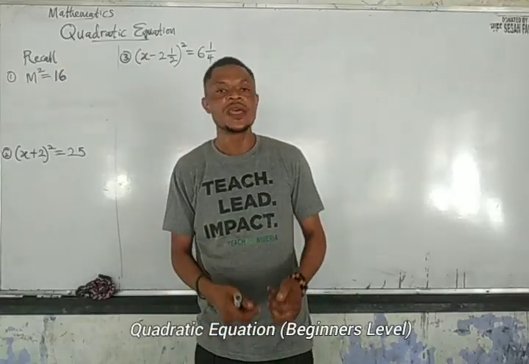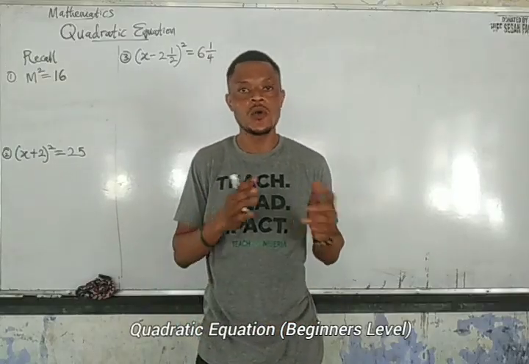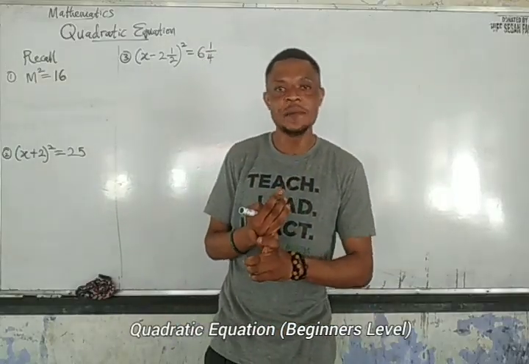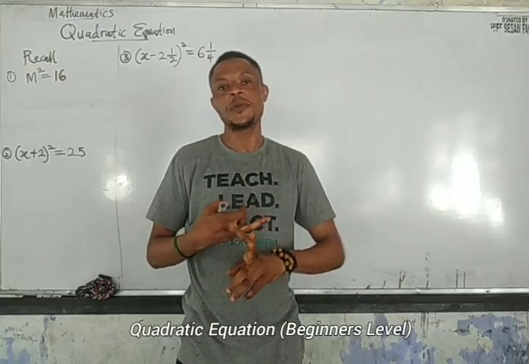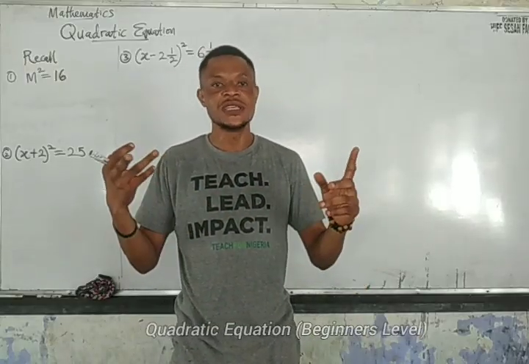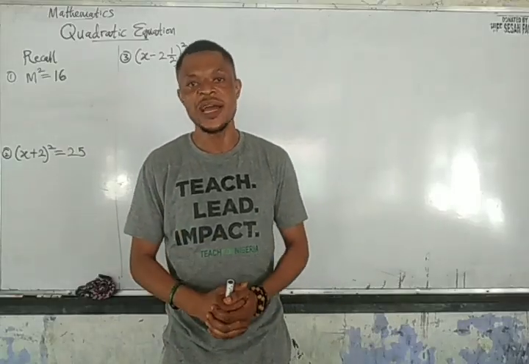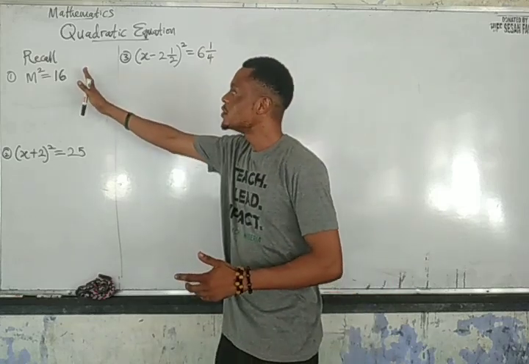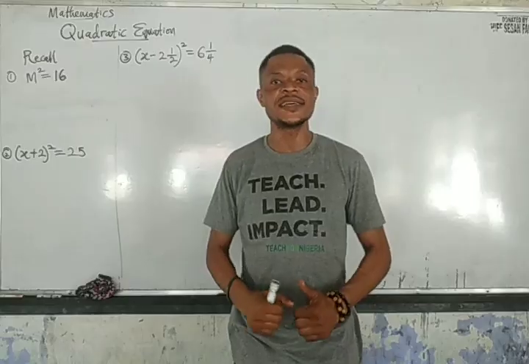Quadratic equation. Here we shall be breaking down how we solve quadratic equation questions in 4 methods. Starting from the factorization method, completing the square method, the formula method, which is popularly known as the almighty formula, and the last one, which is the graphical method. But before we go into that, let's recall from these 3 examples given here before we go into the factorization method.